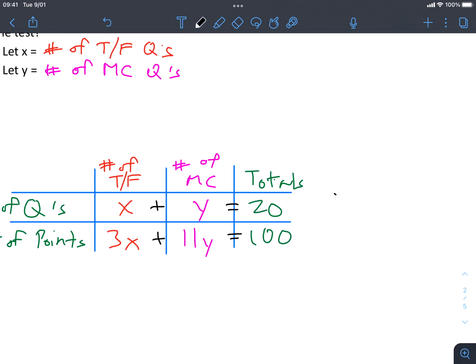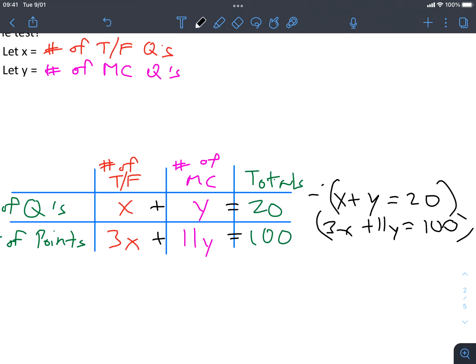We would write out those and solve them like we would, right? Maybe multiply the top one by -3, so then the X's cancel out, and then you finish it out. You can find out what X is and what Y is, and that'll give you your answer.